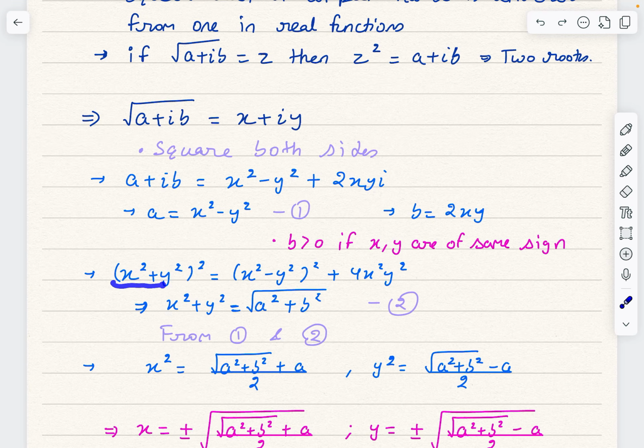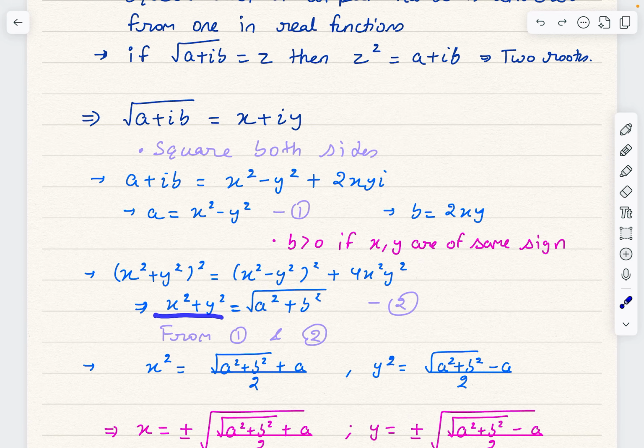Now I can say (x² + y²)² we can write as (x² − y²)² + 4x²y². Just normal identities. So using this, you get x² + y² as, now this value is a, this value will be b², so you get the square root of a² + b². Because x and y are real numbers, the sum of squares will be positive only, so we need not take plus minus here.